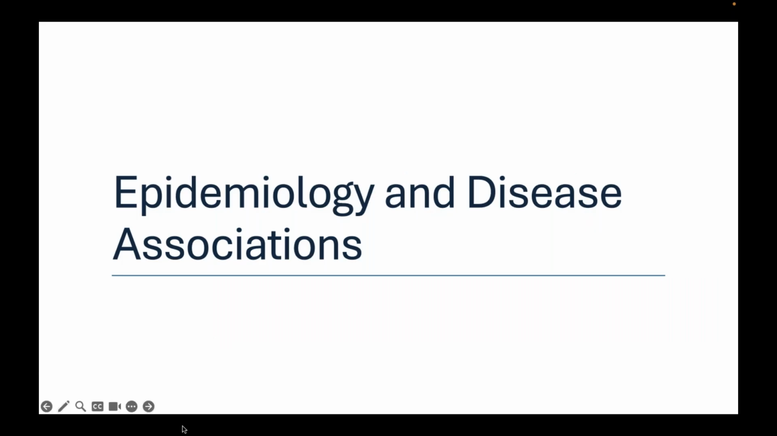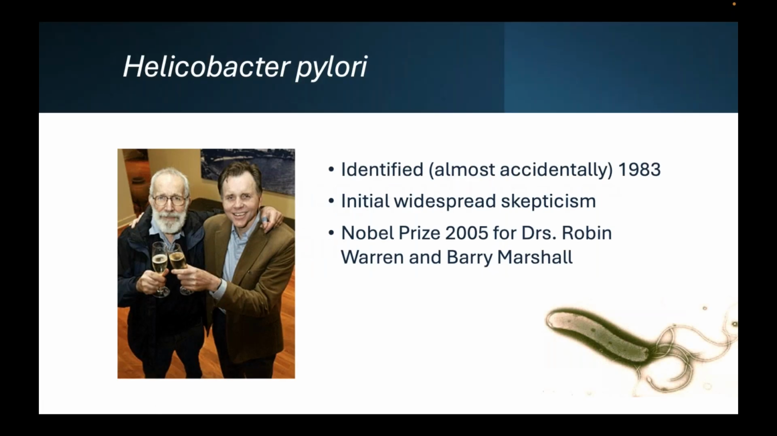So we're going to start talking about epidemiology and disease associations. Next slide. So I think many people are familiar with the story of how H. pylori was discovered or identified back in the early 1980s by two Australian physicians in Perth.